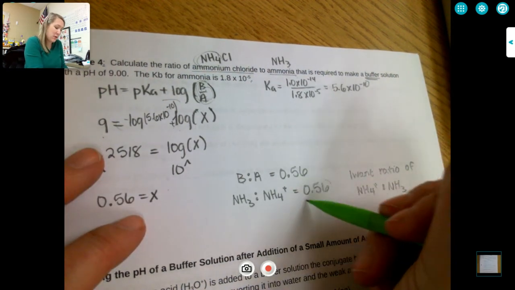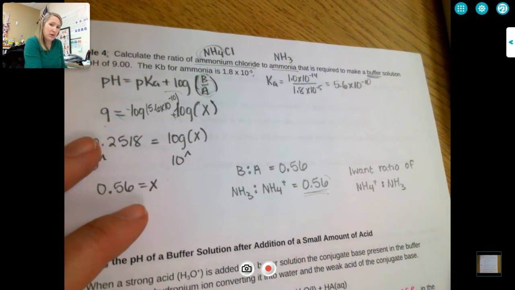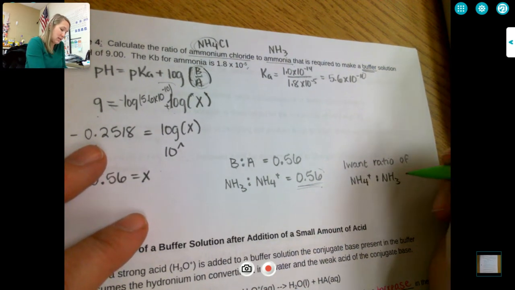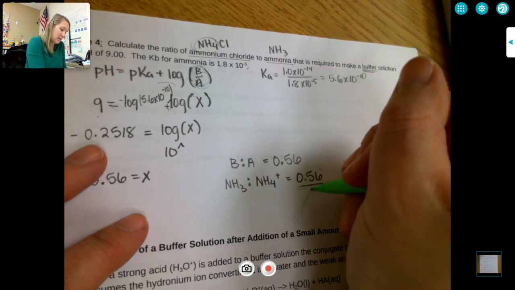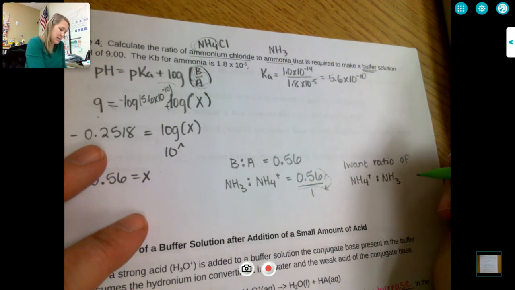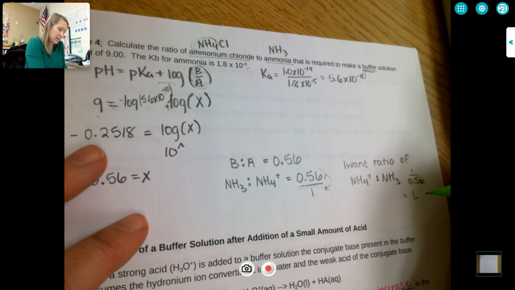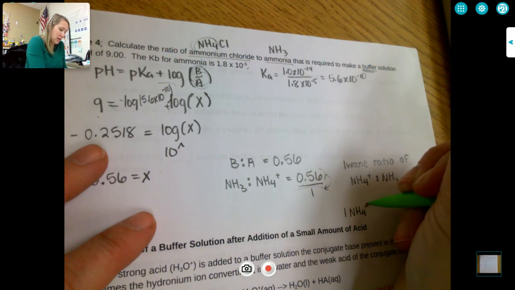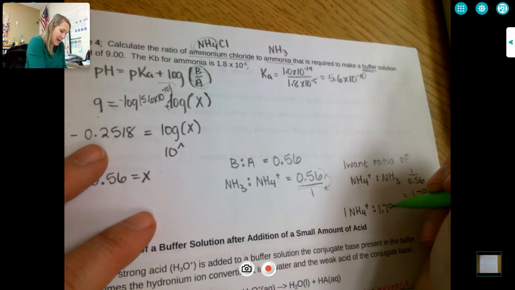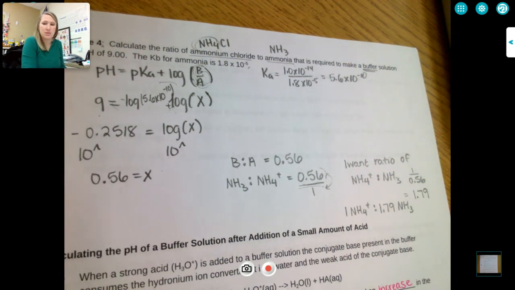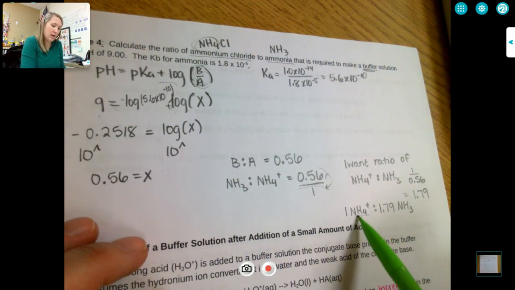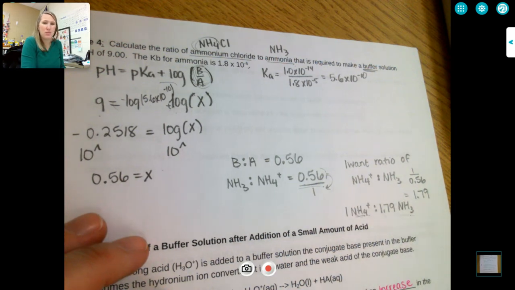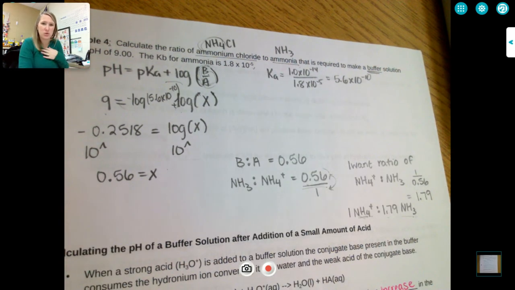So that means that I take the inverse of my answer here. Right now this is 0.56 over 1, so I want the opposite, 1 over 0.56. So 1 divided by 0.56 is 1.79. That means I have a ratio of 1 NH4 ions to 1.79 NH3. So it'd be like moles: for every 1 mole of ammonium, I'd have 1.79 moles of ammonia. So that's another type of question you can get asked. You just want to be careful about what it is asking for the ratio to be.